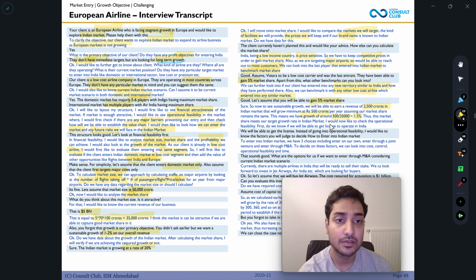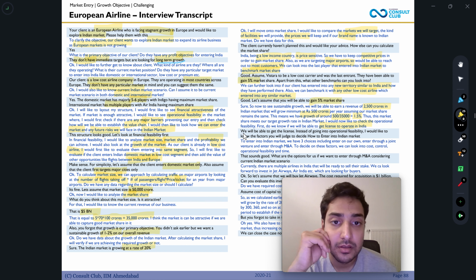I would now like to check the operational feasibility. First, do we know if we will be able to get a license to operate in India? Okay. We will be able to get the license, so it is clear that we won't be blocked. Instead of going into operational feasibility, I would like to know the factors you will judge to decide how to enter the Indian market.